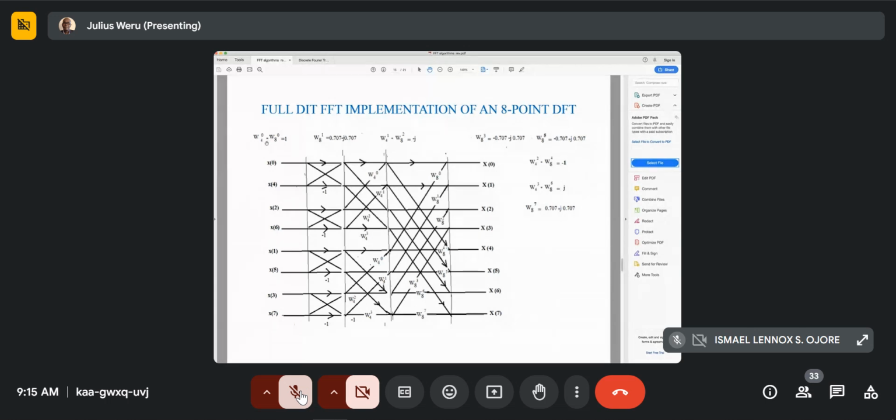W4 to the 0 is equal to W8 to the 0. Of course, anything to the 0 is 1. Here we have used W4 to the 0, W4 to the 1. We could as well have used W8, but then this would have been W8 to the 0. These will be different W8s; the powers will just be different. But here we have used W4.